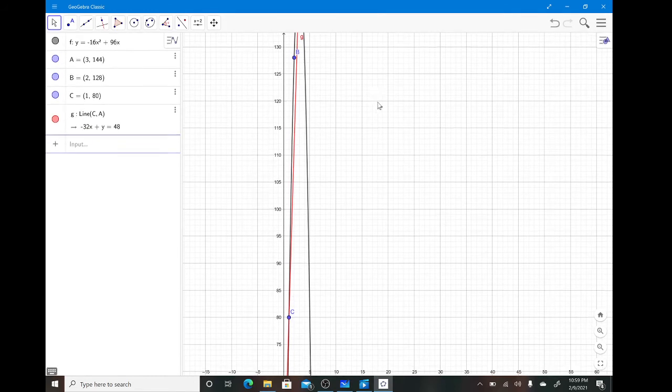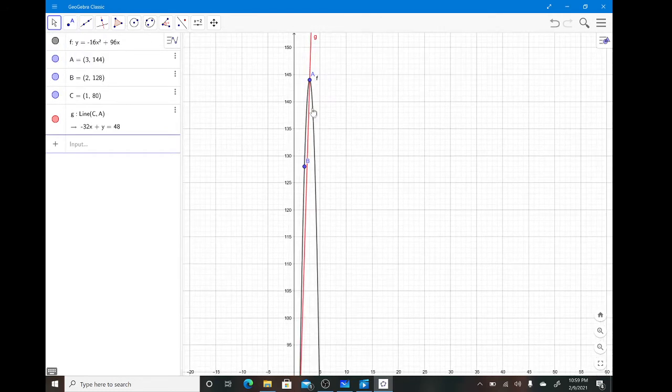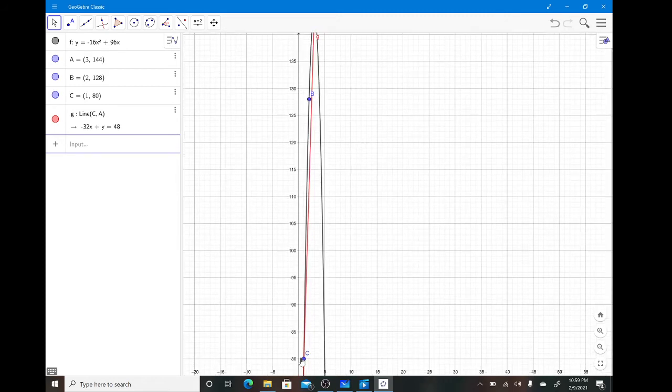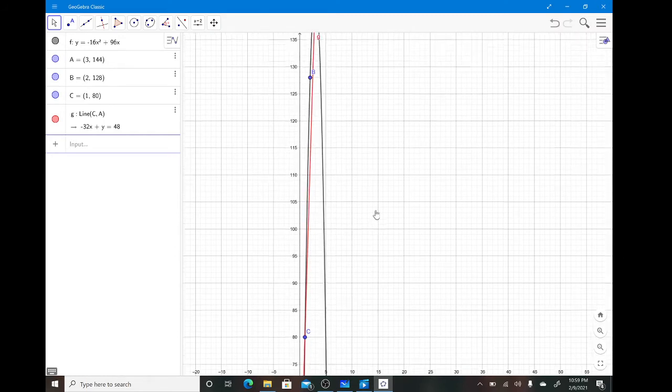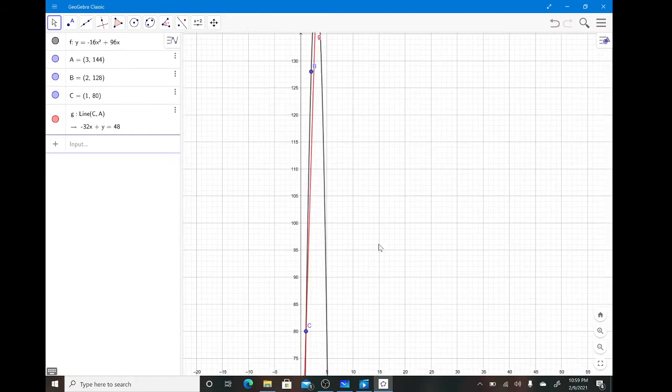and then goes through the point A on top. We call this a secant line. A secant line goes between 2 points in a function. That's like a very, very loose way of defining it.